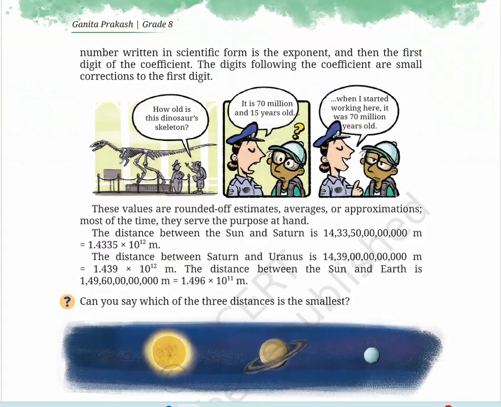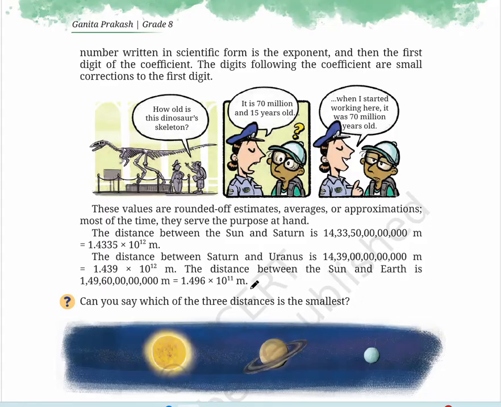So here the question is given: the distance between the Sun and Saturn is 1.4335 into 10 to the power 12 meter, and the distance between Saturn and Uranus is 1.439 into 10 to the power 12 meter. The distance between the Sun and Earth is 1.496 into 10 to the power 11 meter. And you have to say which of the three distances is the smallest.